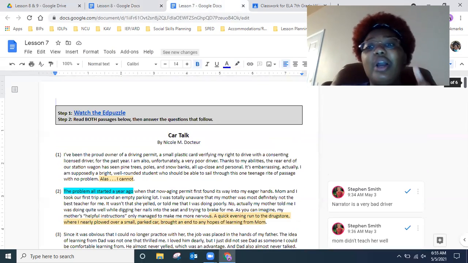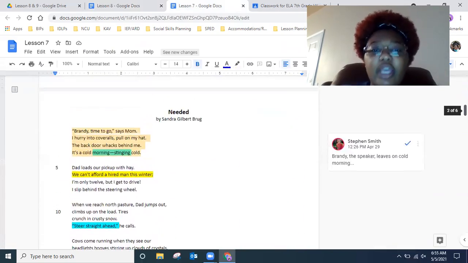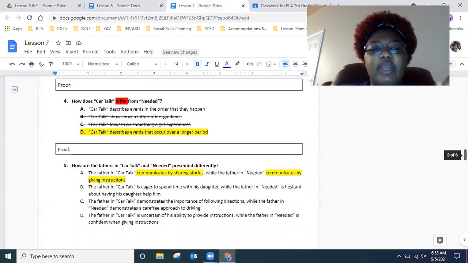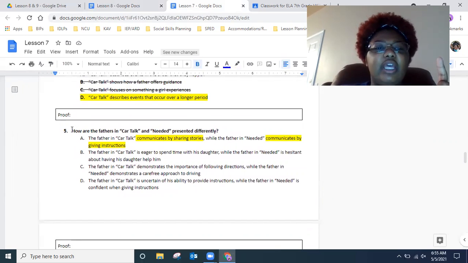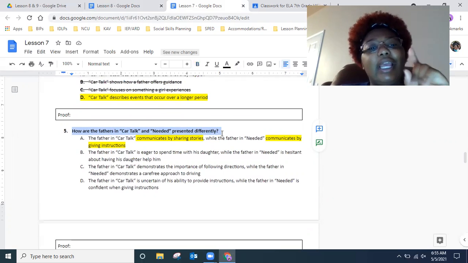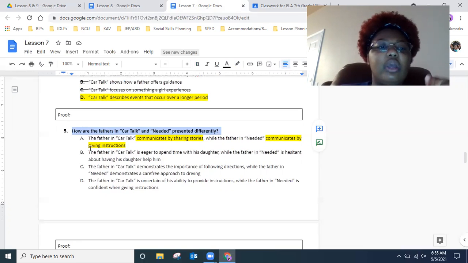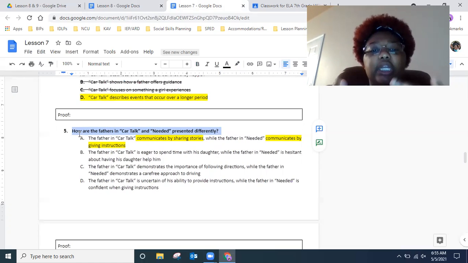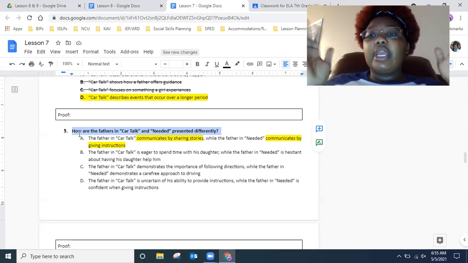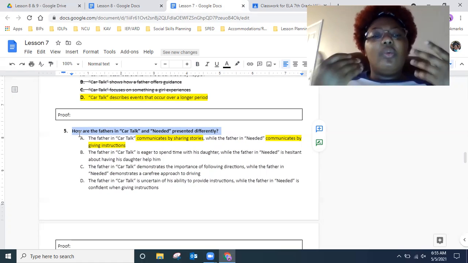Remember, in lesson 7 we also had a paired passage. We had Car Talk and we had Needed. Then we had a question that we had to answer that was comparing and contrasting them about the difference. It says, how are the fathers in Car Talk and Needed presented differently? So we need to find a true fact and it needs to be different. We're going to work through question 5 on lesson 7 together, and you're going to do your exit ticket on lesson 8 on your own. It says, how are the fathers in Car Talk and Needed presented differently? I know both of these stories were about cars and these girls being able to drive. So I need to figure out what is different.